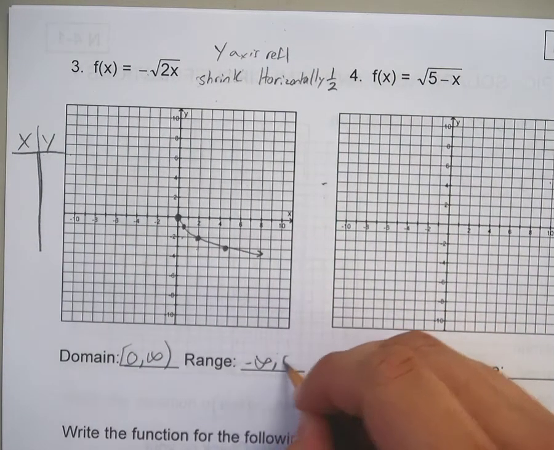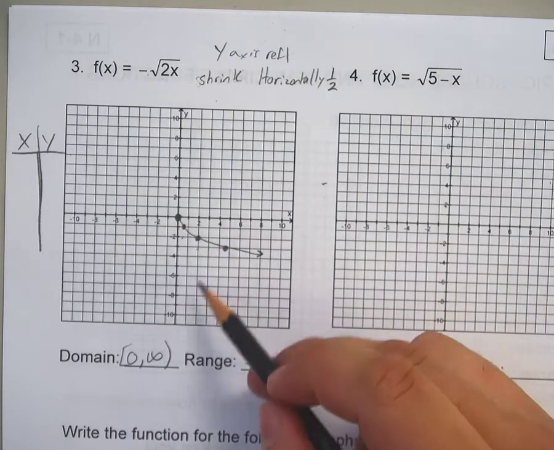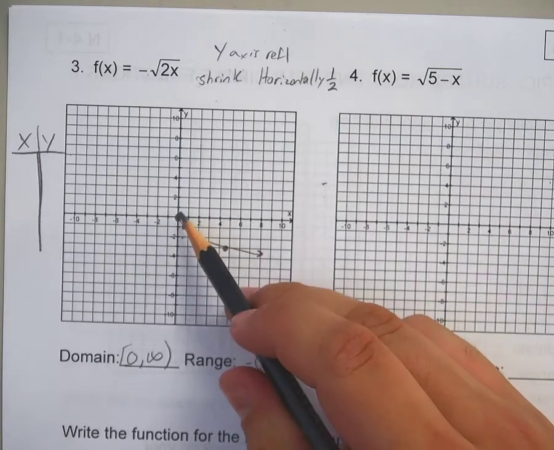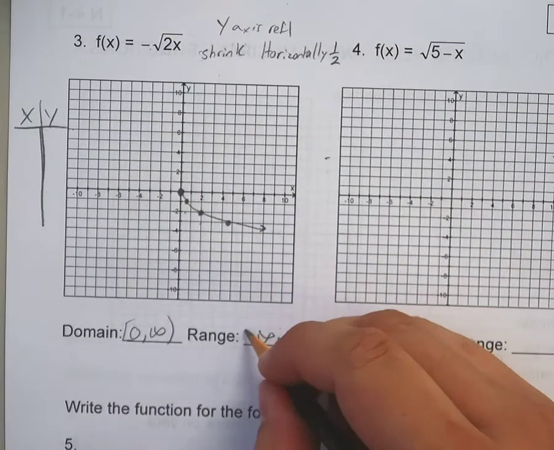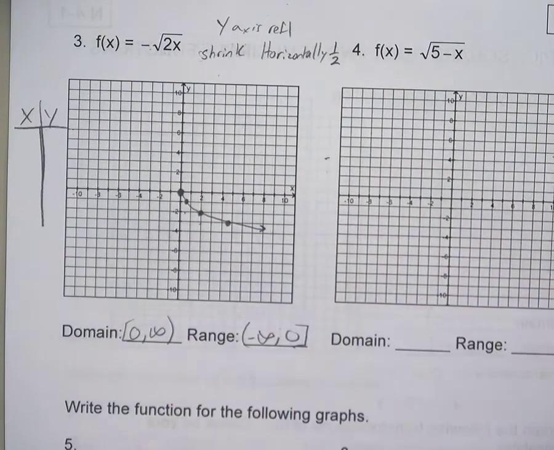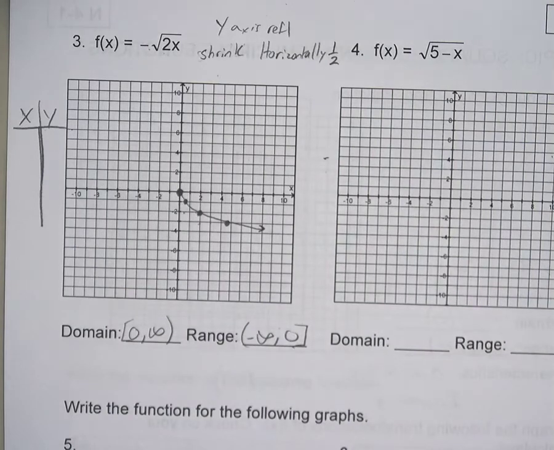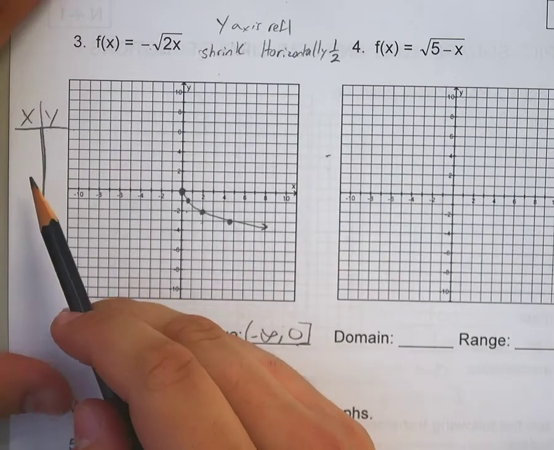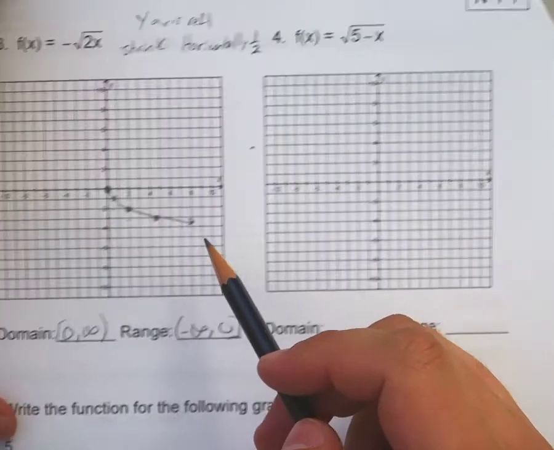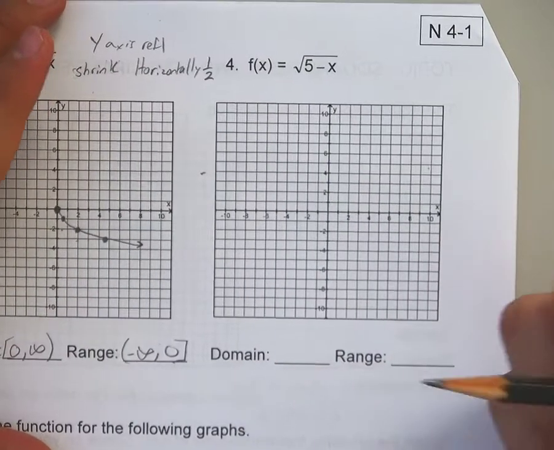The domain is 0 to infinity. Negative infinity to 0 on the range. It goes down to negative infinity. The highest it will ever go on the y values, though, is 0. Remember, range is y's. Okay. So, again, if all else fails, make an XY chart and just plot points. These are shortcuts I'm teaching you.